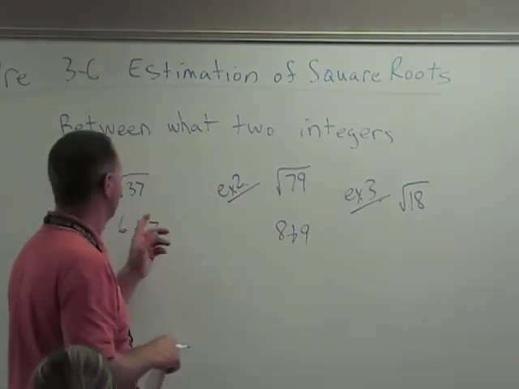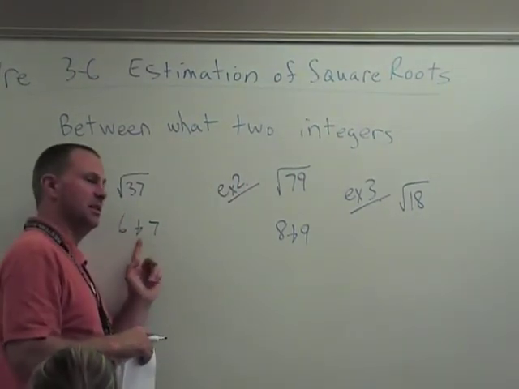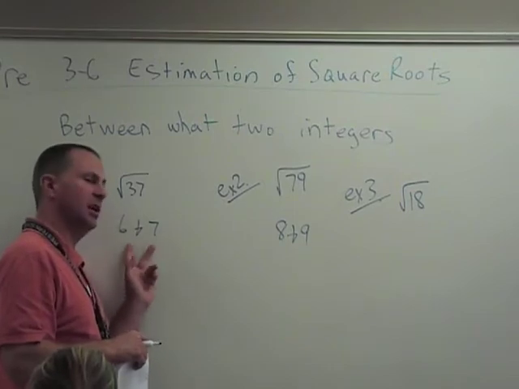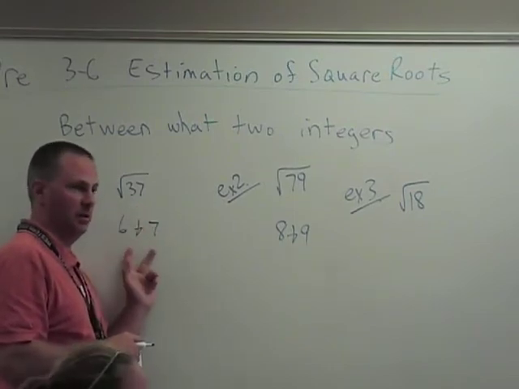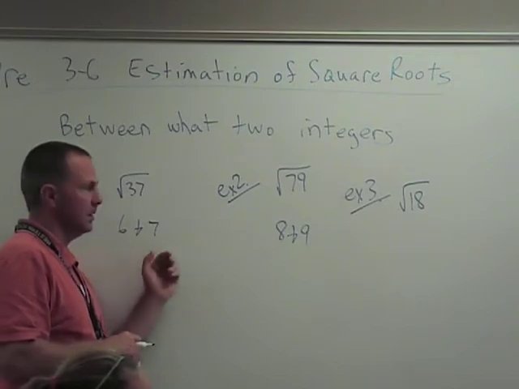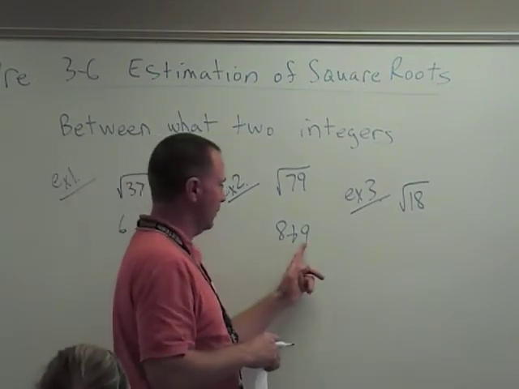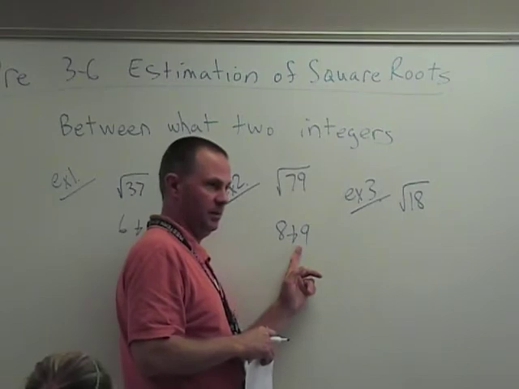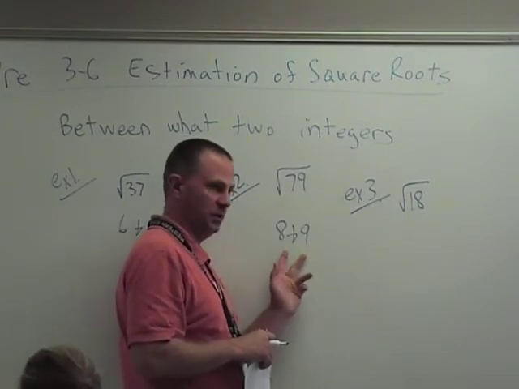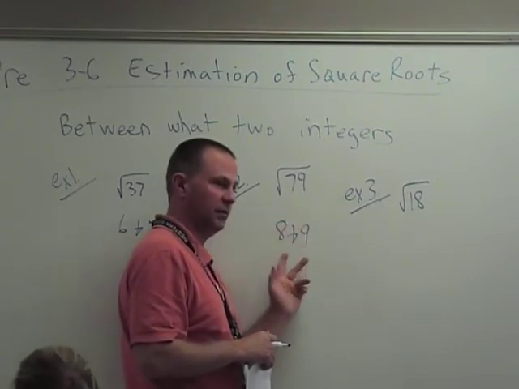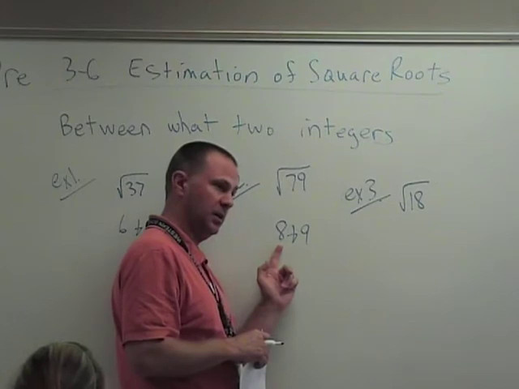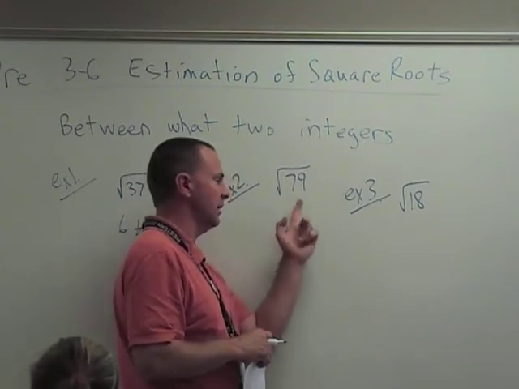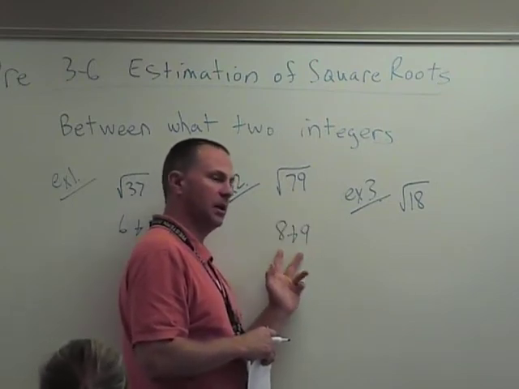Okay, look. 6 times 6 is 36, 7 times 7 is 49. These are consecutive integers, one right after the other. 37 falls between there. Okay? This is 64, that's 81. The square root of 79 falls between those two, right? This is 64 when you square it, and that's 81. Is 79 between those two? Yeah.